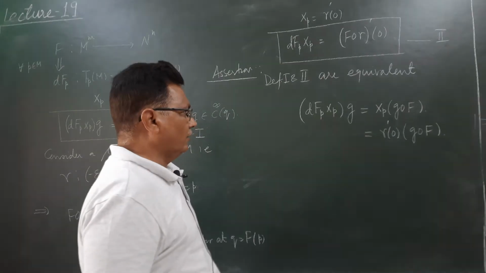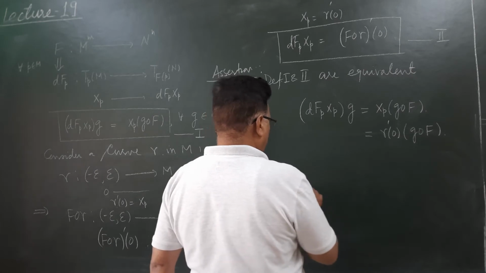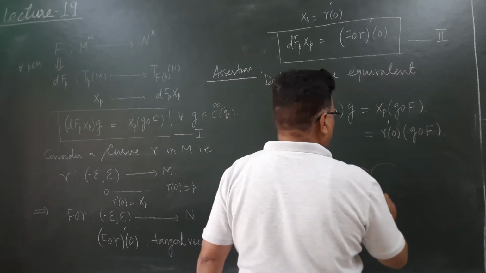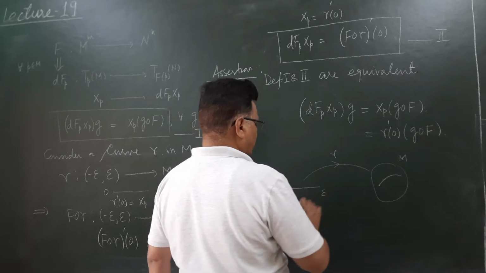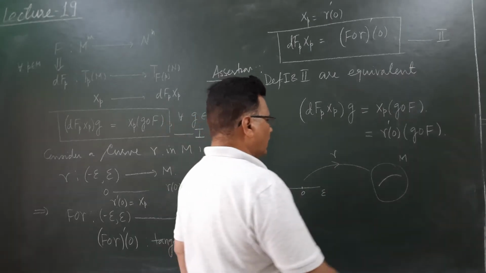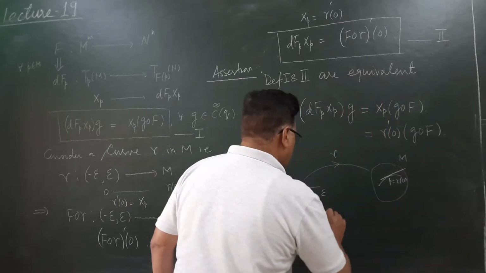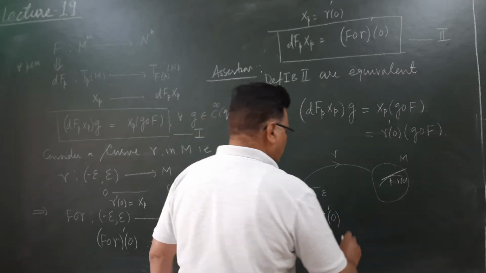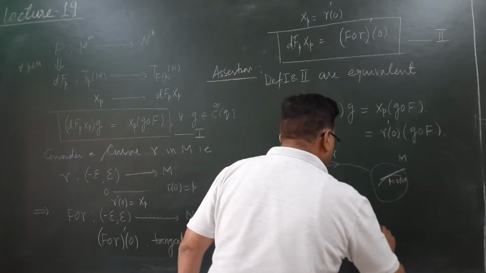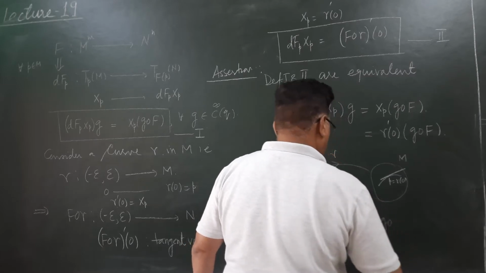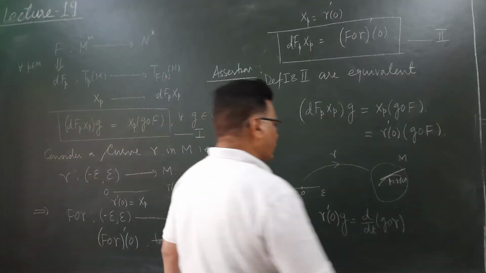And now let me recall the definition of gamma dash 0. मैंने गामा डैश 0 डिफाइन किया था. अगर गामा एक कोई कर्व है किसी मैनिफोल्ड M के ऊपर, ये गामा है, ये माइनस एप्सिलॉन प्लस एप्सिलॉन इंटरवल है, 0 is a point here. So gamma dash 0 we defined as a tangent vector at the point P. So gamma dash 0, if you remember, was defined as something which operates on a function and gives you d/dt of G composition gamma at the point t equal to 0.